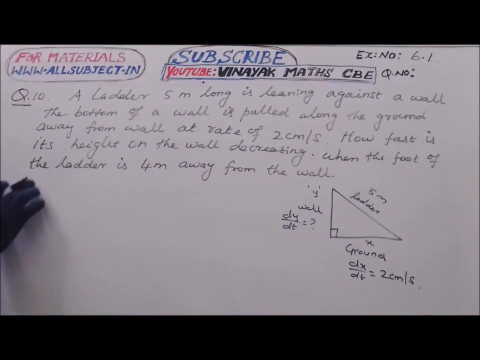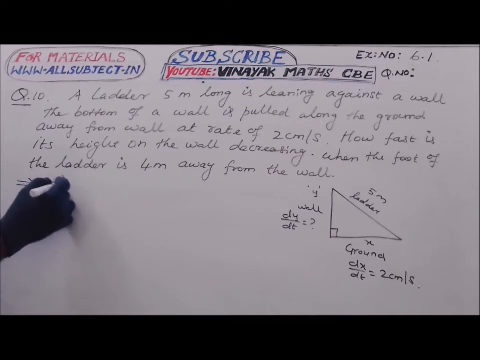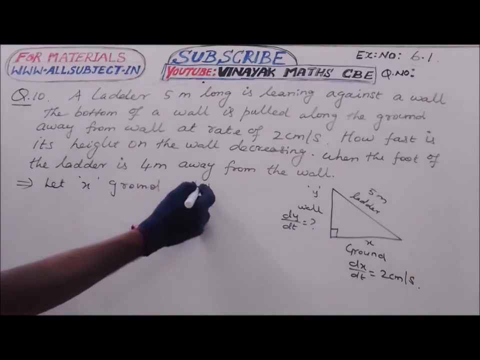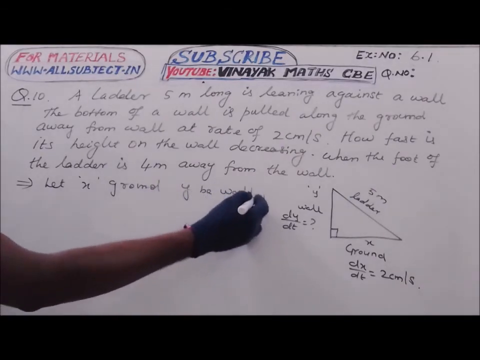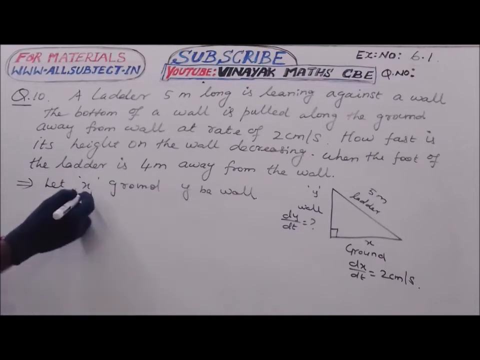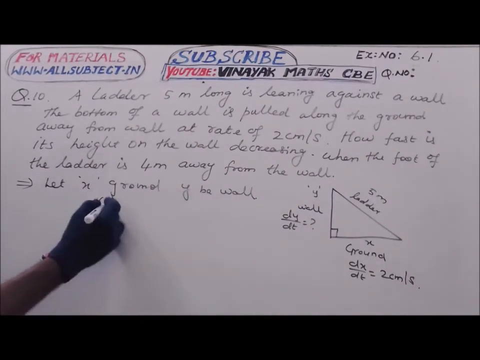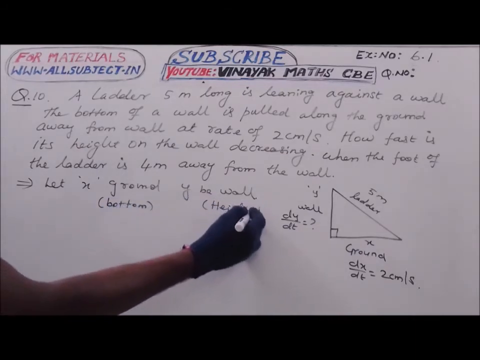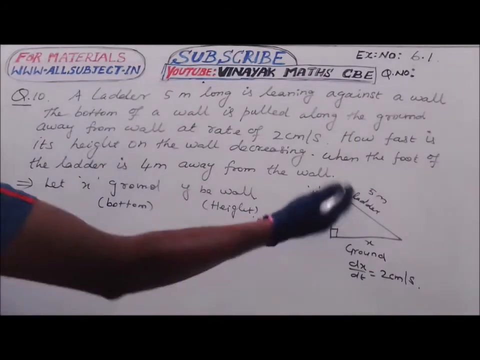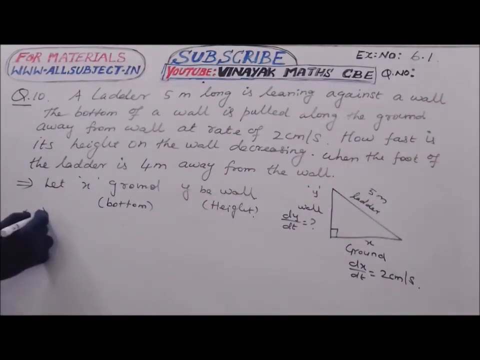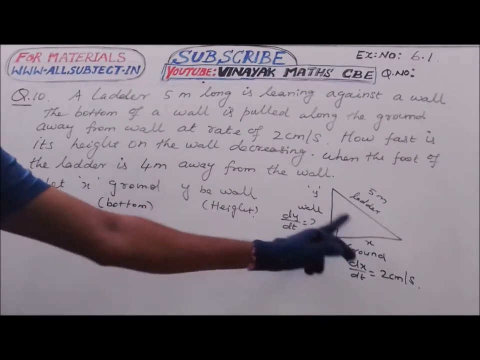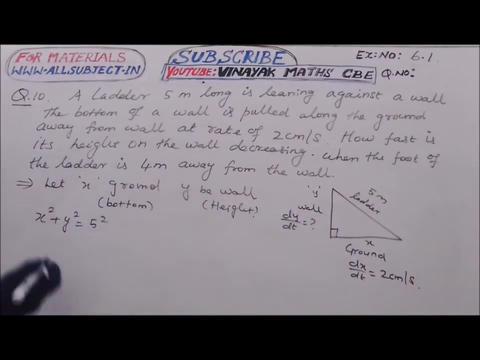So let x be the ground and y be the wall. So x represents the bottom, y represents the height. Now by Pythagoras theorem, x square plus y square equal to 5 square. It is a right angle triangle, so x square plus y square must satisfy 5 square. Simplifying this, x square plus y square equal to 25.